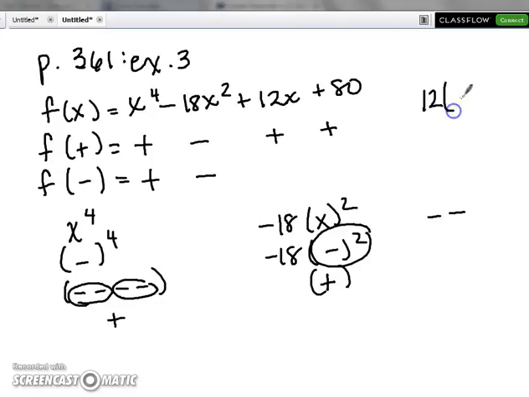12x, I'm going to multiply 12 times a negative number. 12 times a negative is going to give me a negative. And then again, no matter what I'm plugging in for x, there is no x here, so that's going to still stay a positive.